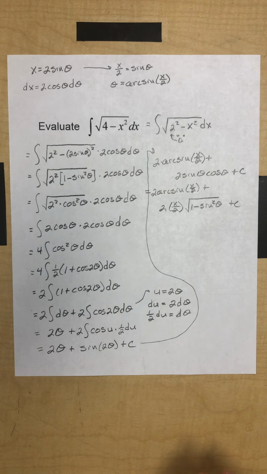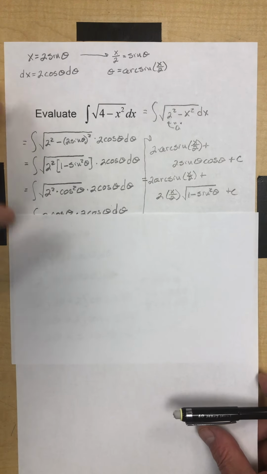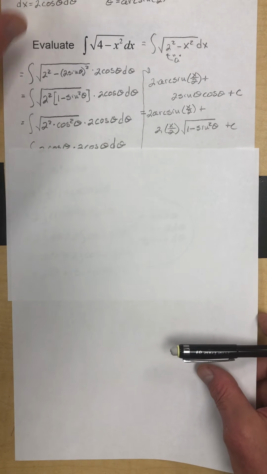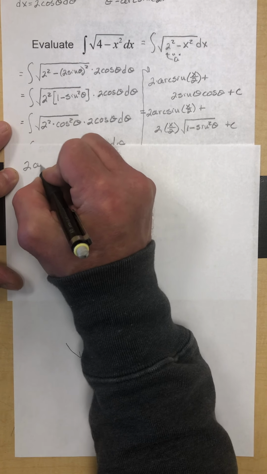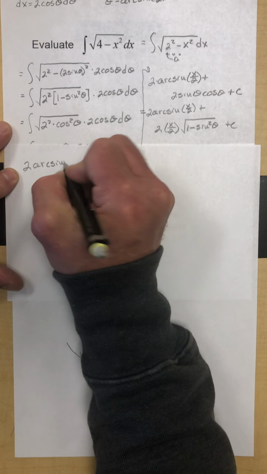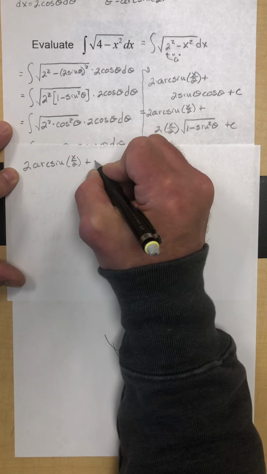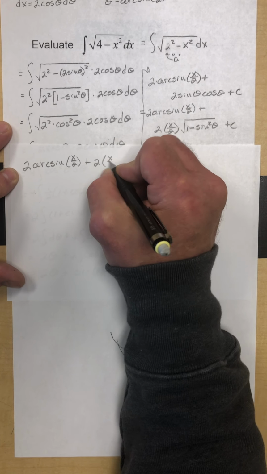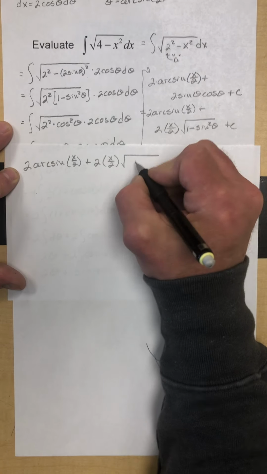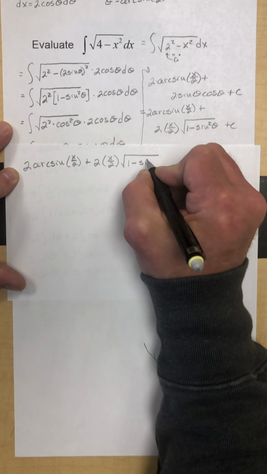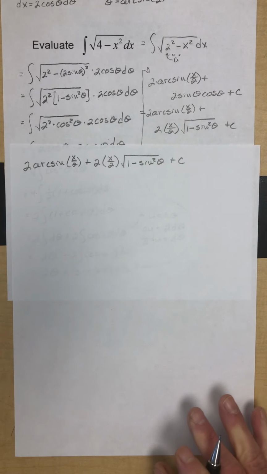And I'm going to bring another piece of paper in here. So we've got this whole thing we have to deal with. Let me bring it over here. So we have 2 arcsine of x over 2 plus 2 times x over 2 times the square root of 1 minus sine squared theta plus my constant of integration.